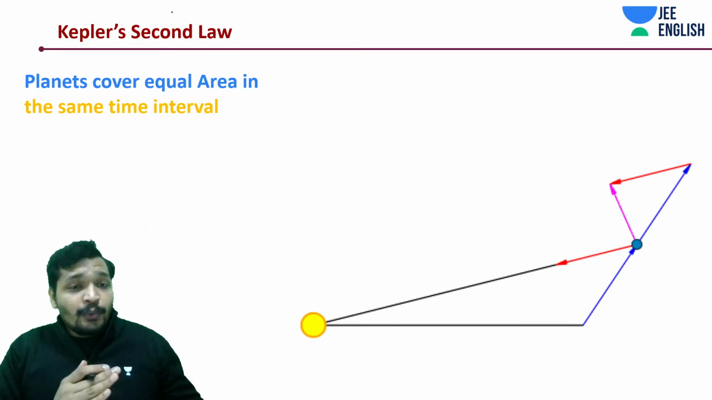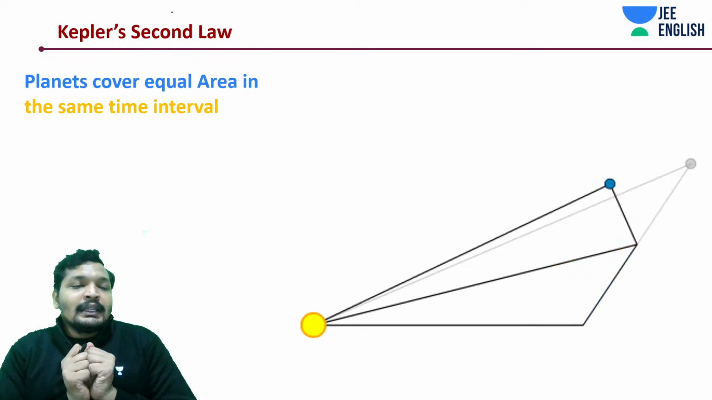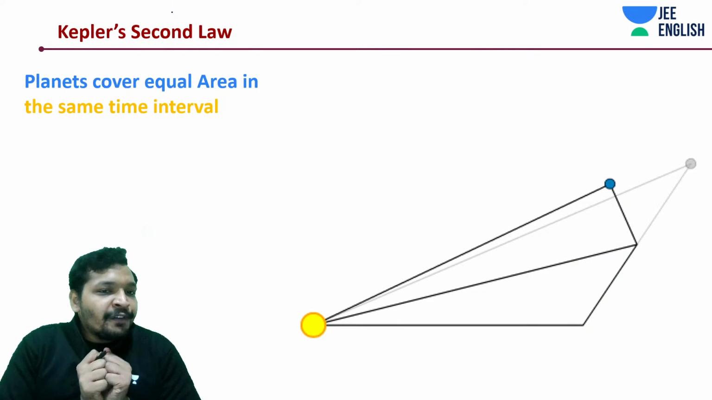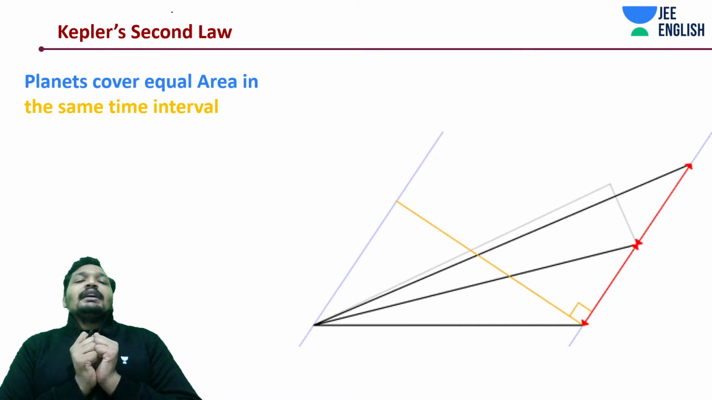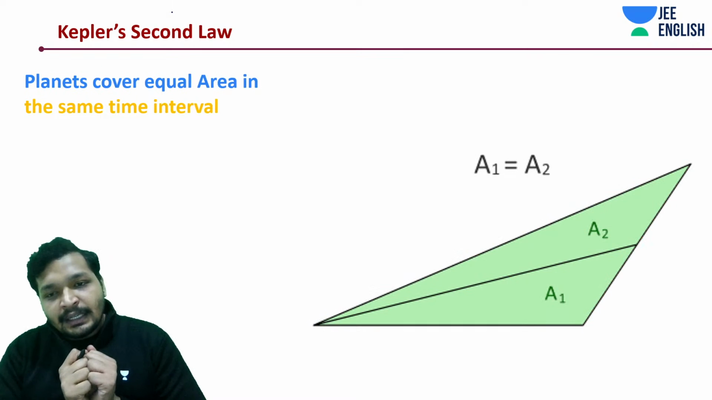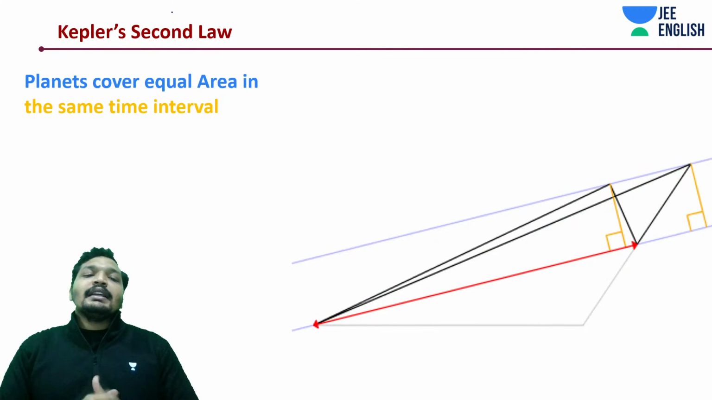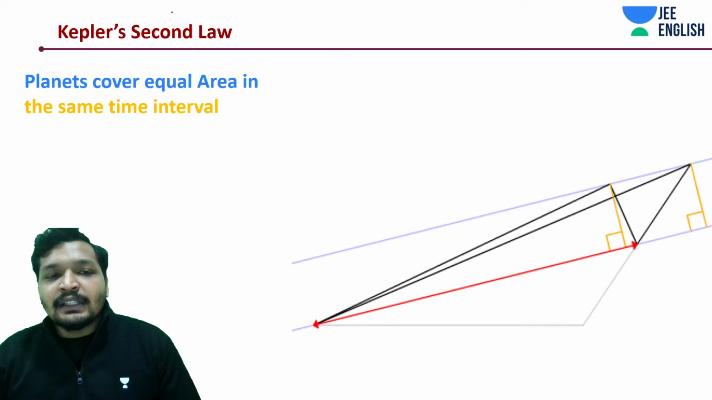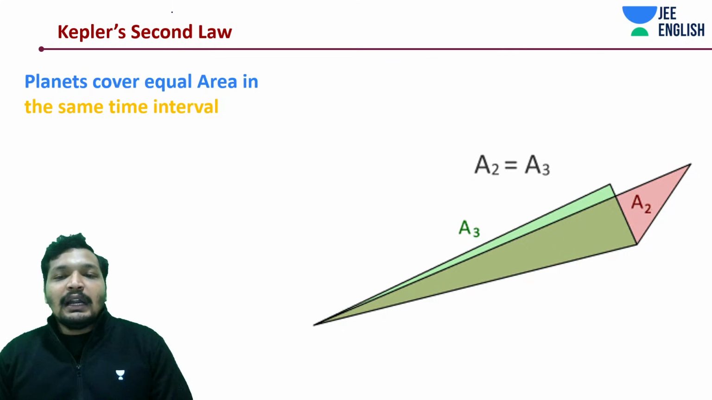That is true. If the planet is nearer to the sun, it's going to move fast, but it's going to only cover the same amount of area in the given time interval, in the given equal time intervals. Okay, that is what we are having a look at now.